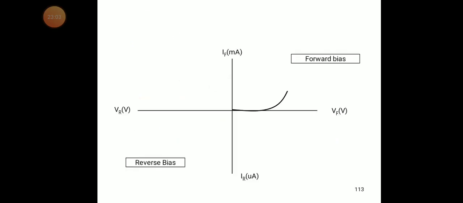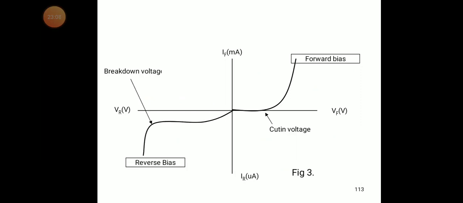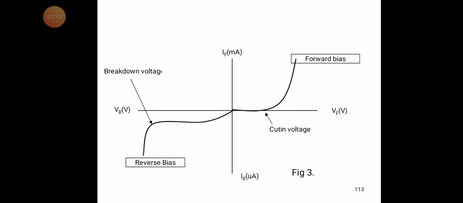You can see the forward bias characteristic like this. We have the forward bias with the cut-in voltage, and the breakdown voltage, and the reverse saturation current. So this is about the VI characteristics of the PN junction diode. In the forward bias, we have current in milliamps. In the reverse bias, we have current in microamps. The external voltage in the forward and reverse bias is in volts only.